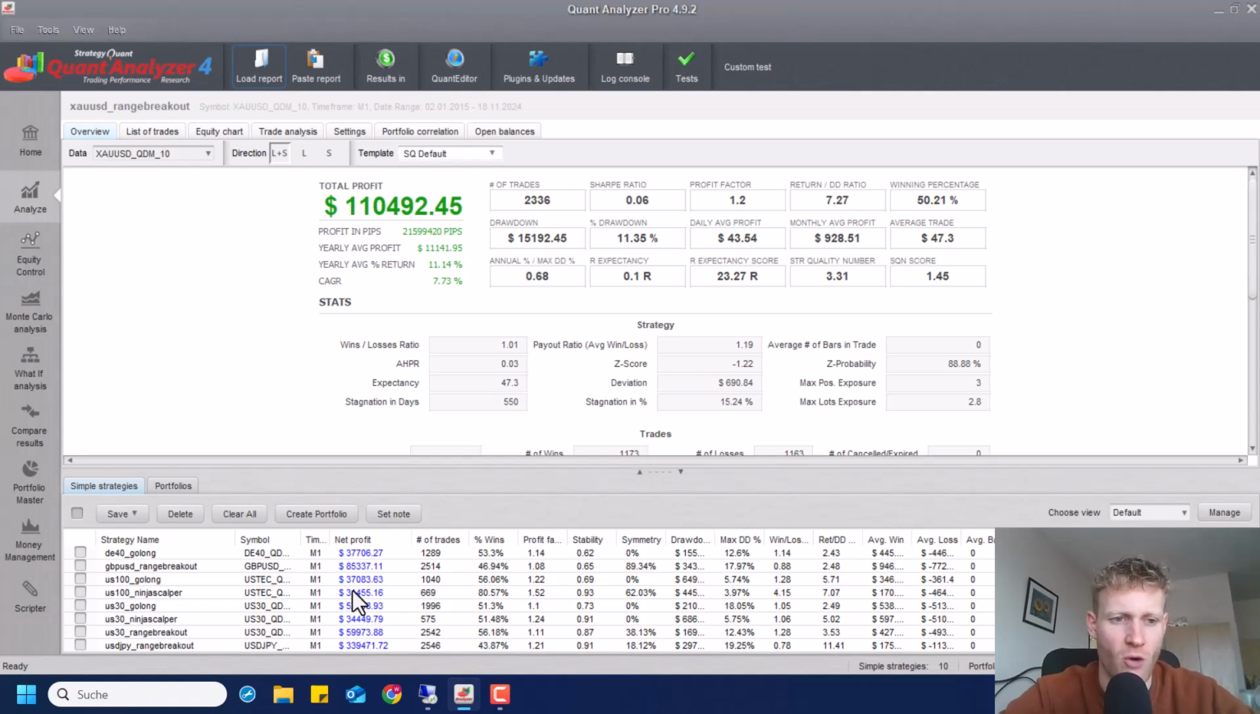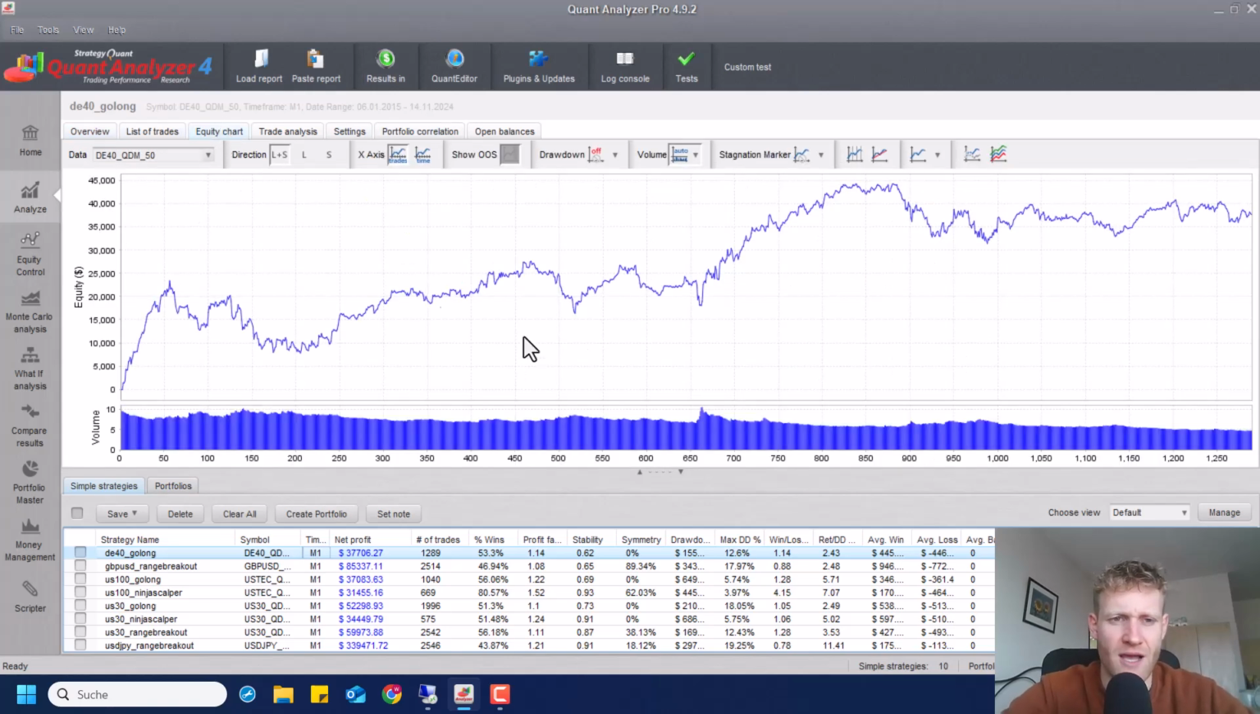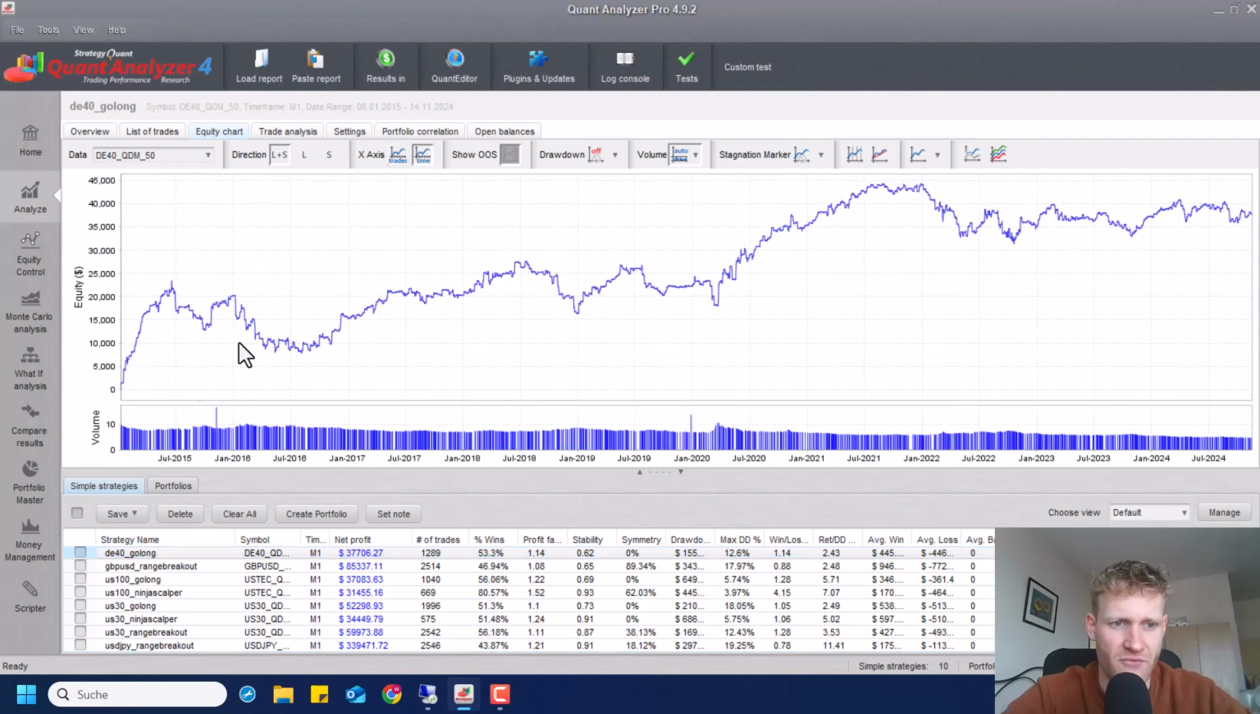But first of all, let me show what this tool can do for us here. So you can see I have all of these tests here now, and I could go through all of these tests. Like, let me click this one, and you can see, for example, the go long strategy in DE40. I tested all of these trades starting in 2015, as we can see here, and ending a couple of days ago, which is November 2024.